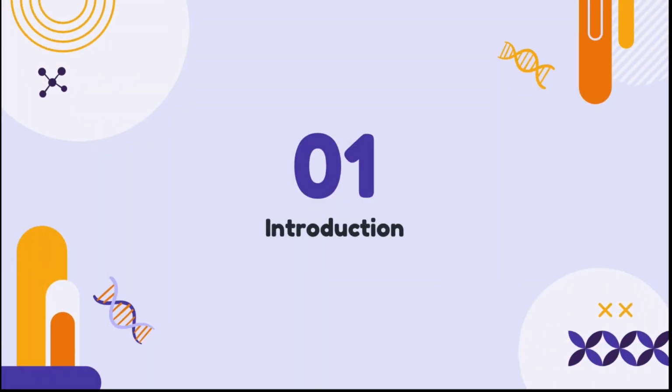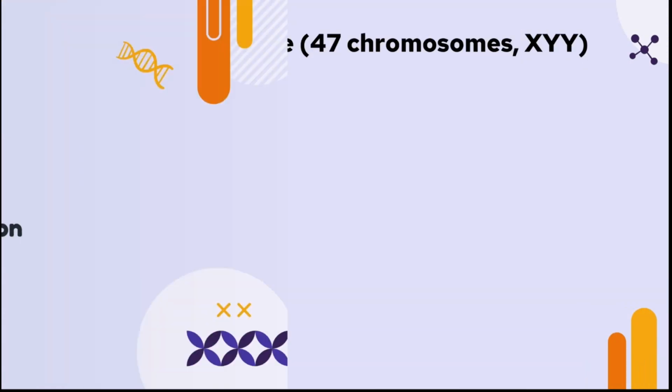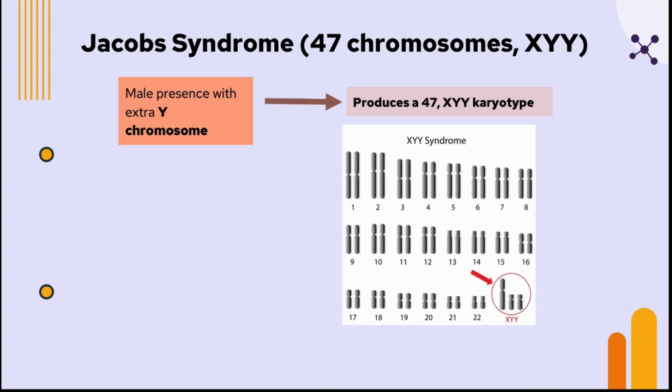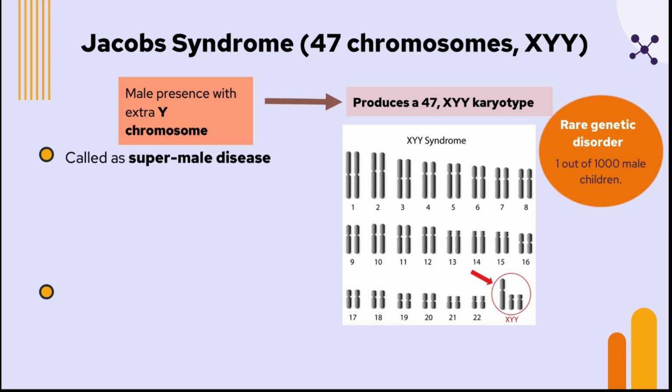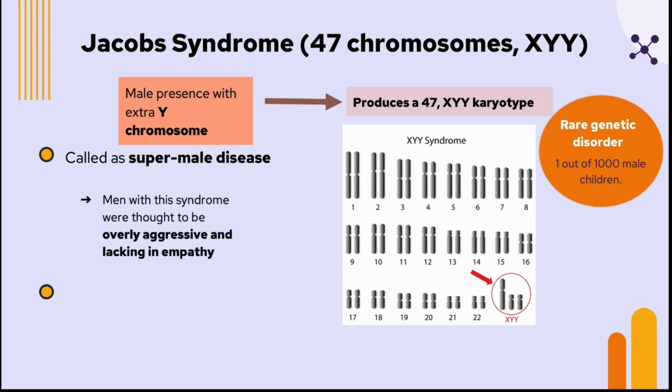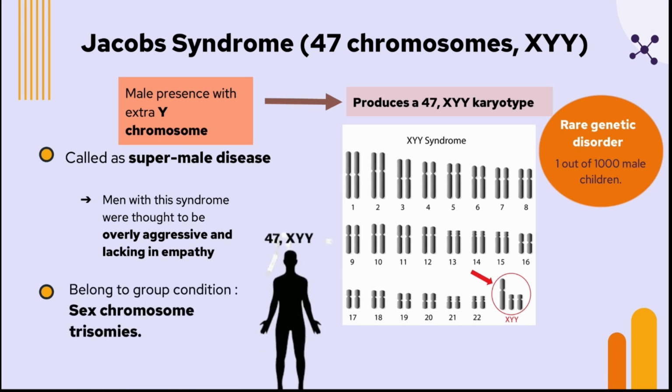Firstly is the introduction. Jacob syndrome refers to males presenting with an extra Y chromosome, which produces a 47 XYY karyotype. It is a rare genetic disorder that occurs in about 1 out of 1,000 male children. Sometimes it is also known as super male disease, as men with this syndrome were thought to be overly aggressive and lacking in empathy. This type of genetic disorder belongs to a group of conditions known as sex chromosome trisomies.